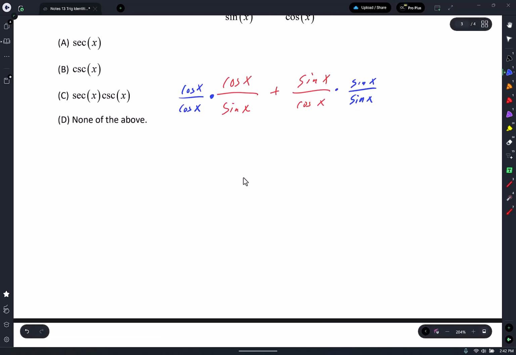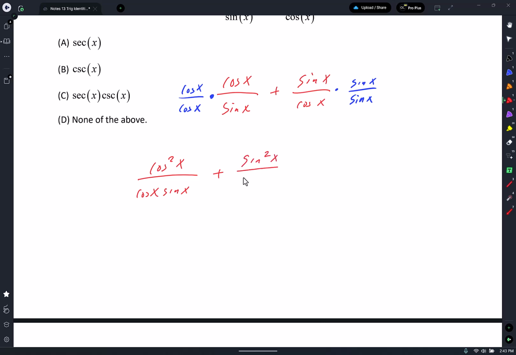What's cosine times cosine? Cosine squared x over cosine x sine x plus, what's sine x times sine x? Sine squared x over cosine x sine x. If you don't like the square there, put sine x in parentheses and put a square on the outside. That's fine. You don't have to do 2 lines like this. If you already know what you're doing, you can do it in 1. The denominators are the same. Go ahead and just write 1. So cosine squared x plus sine squared x all over cosine x sine x.